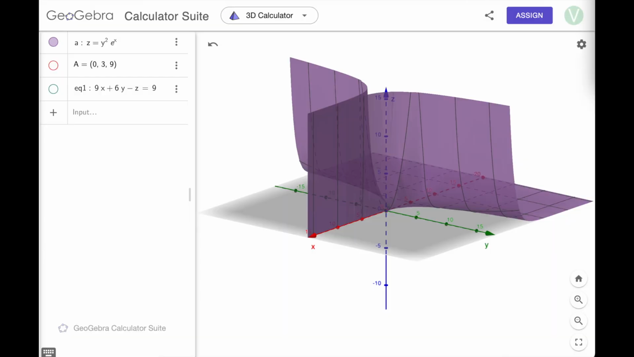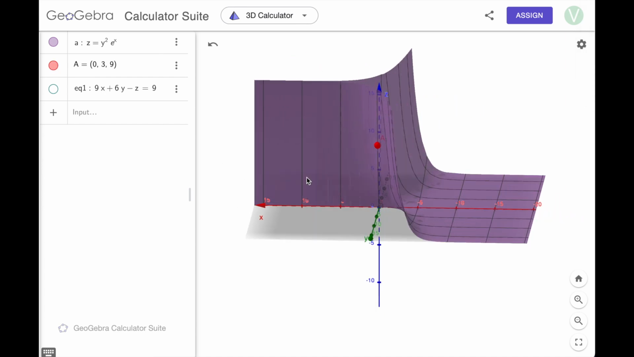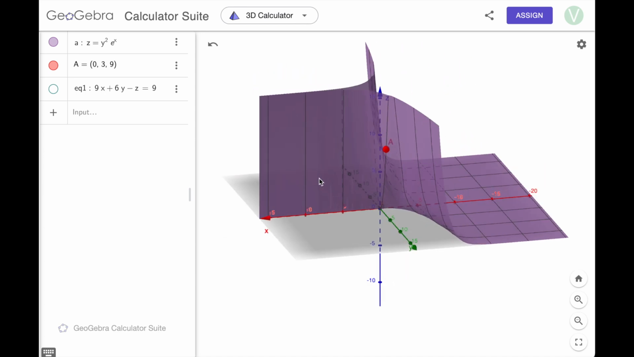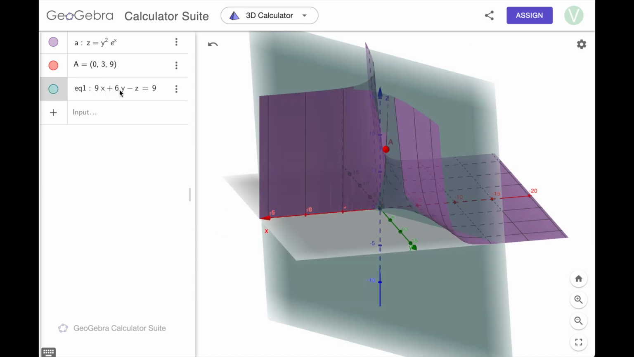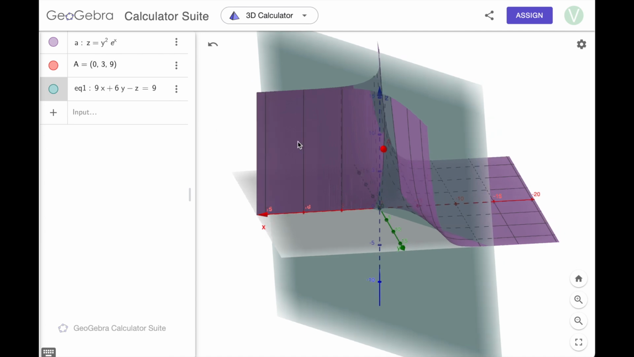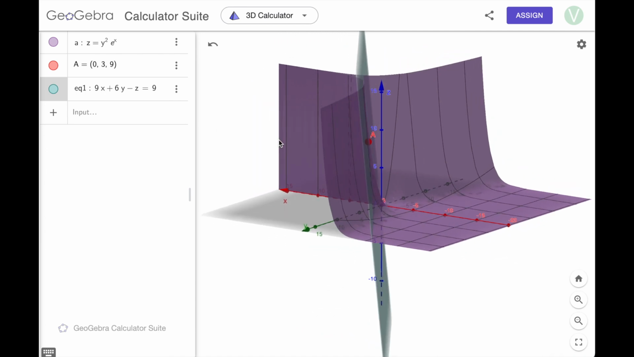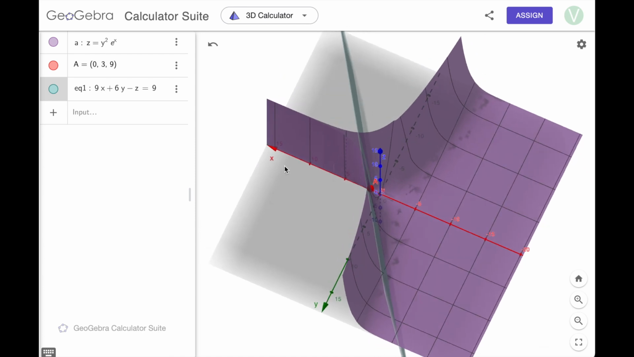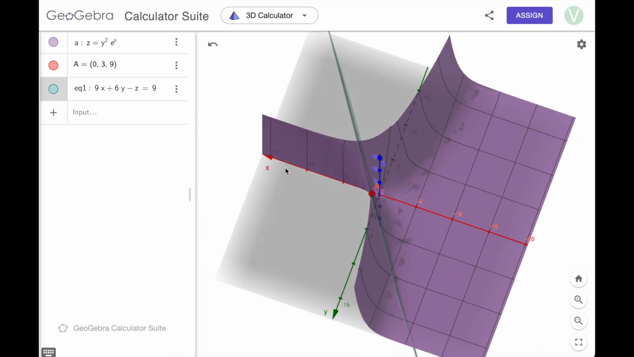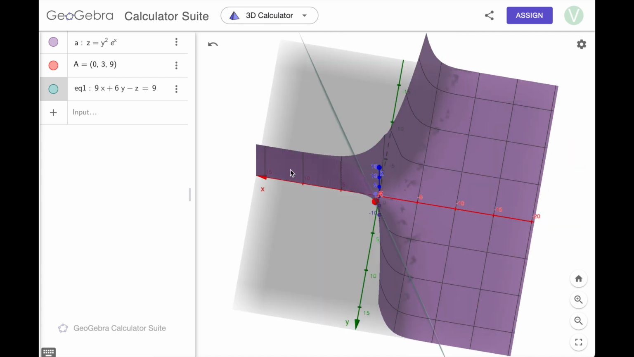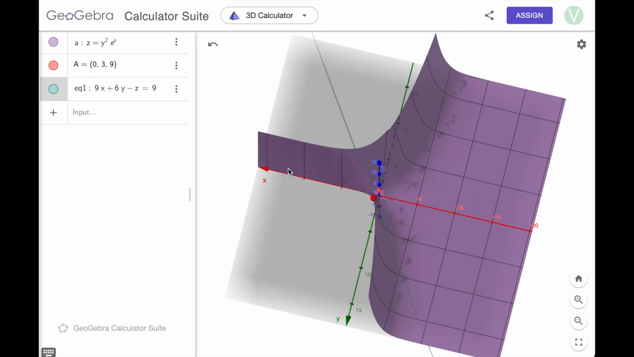So here we are in GeoGebra, and I've already put in our equations here. I just typed in z is equal to y squared times e to the x squared. In order to get an ordered triple into GeoGebra, we do need to use a capital letter, so I'm going to click this on, and you can see that that ordered triple is a point on the surface. And then I typed in the equation we got for our tangent plane, and it does appear that our plane equation is tangent to this surface at the ordered triple 0, 3, 9. It's a little bit easier to see from this top-down perspective.